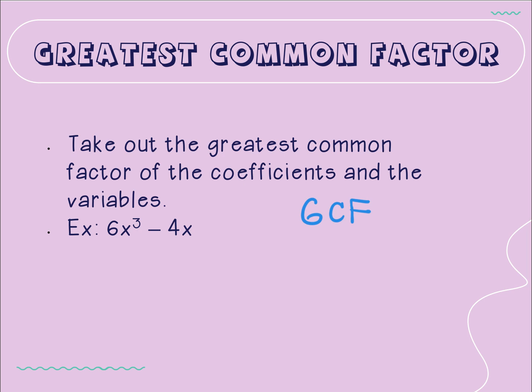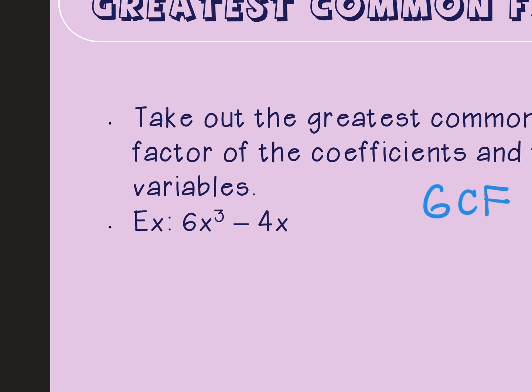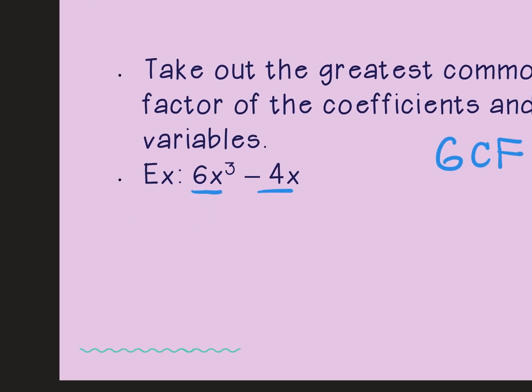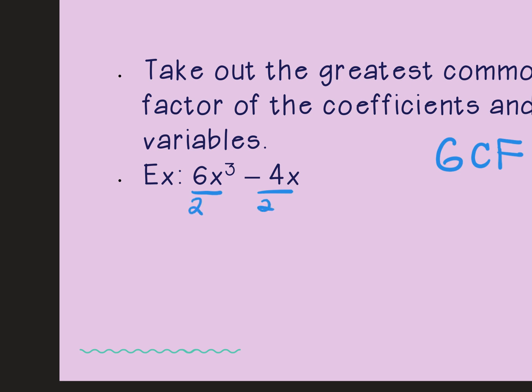You are not going to be changing the value of any of these expressions. We're just changing the way that they look. So I look at this first example here. I have two terms. I have 6x cubed and a negative 4x. Terms are separated by plus and minus signs. So the first thing I notice is that 6 and 4 are both divisible by 2. So I can factor out a 2 from both of these. And I do notice that they both have an x, so I can take out an x.